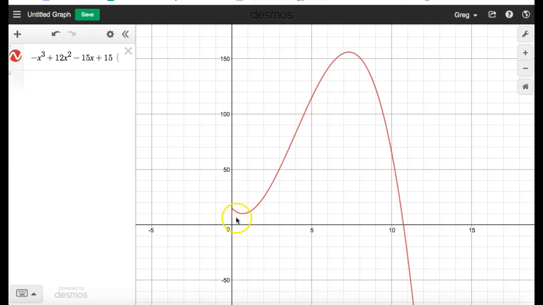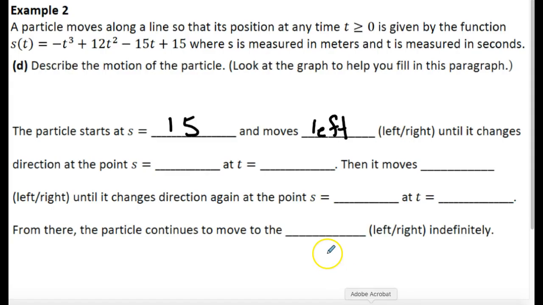Well, it changes direction right here, at 0.683. We already found that value. That was the first time when the velocity equals 0. And then my position at that point is 10.034, and we said that was at time 0.683 seconds.